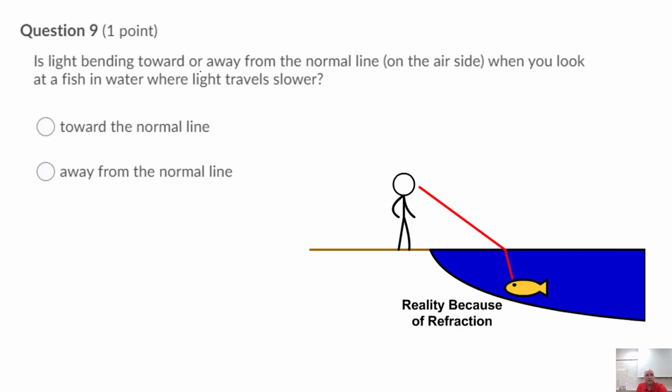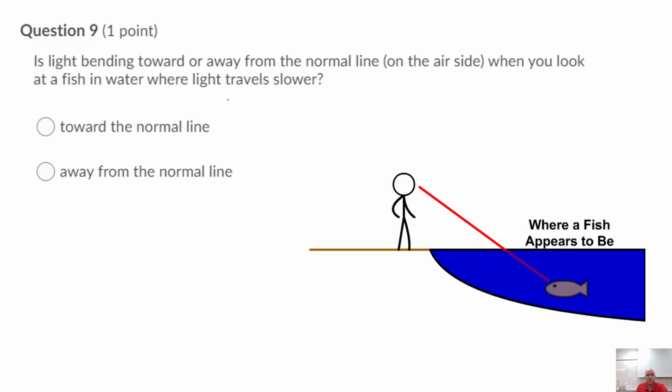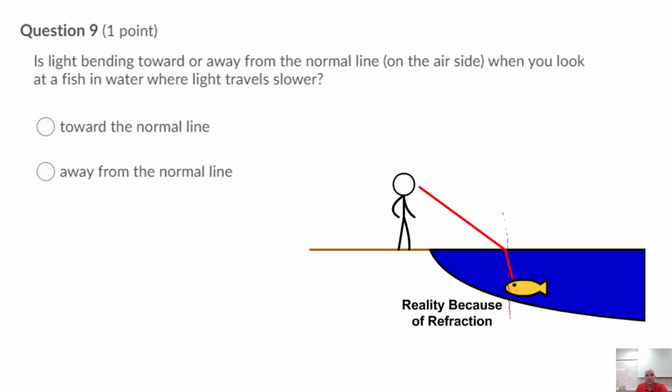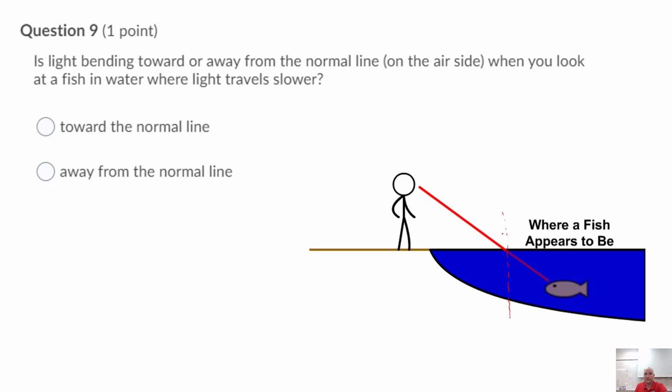Okay, is light bending towards or away from the normal line on the air side when you look at a fish in water, where light travels slower? So we're talking about the air side. Would it be towards or away from the normal line? You can see where in reality this fish would be and where it actually is. And we draw a normal line right here. It looks to the person like it's straight ahead, but is it towards the normal line or away from the normal line in reality?